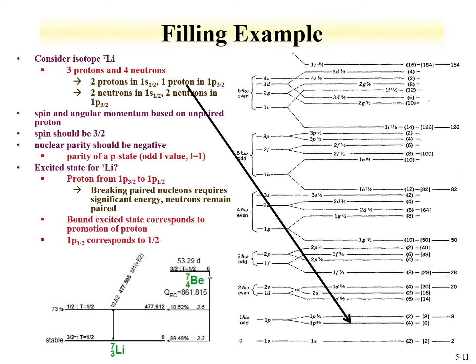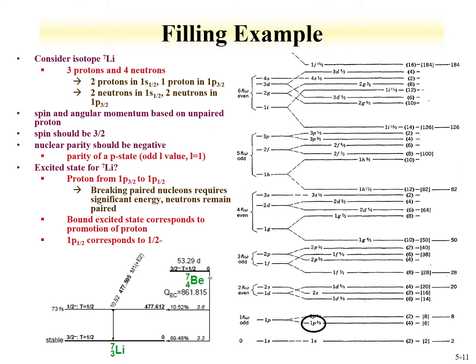The spin, if it's 1p3/2, the spin should be 3/2. The parity is based upon the p state. It has an L value of 1, so the parity is odd, so the parity is negative. And as we see, lithium-7 is 3/2 minus, as predicted from the shell model.